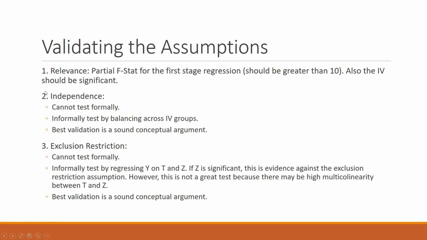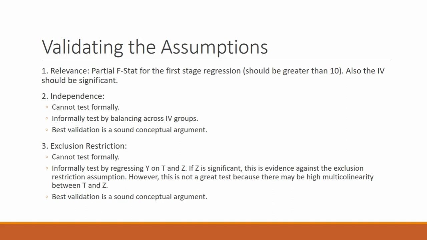The second assumption is independence. Now, independence, if we only have one instrumental variable, we cannot test independence formally. And oftentimes we only have one instrumental variable, and so that's what I'm going to focus on here. We can't test this formally if we only have one instrumental variable. But we could try to informally test it.